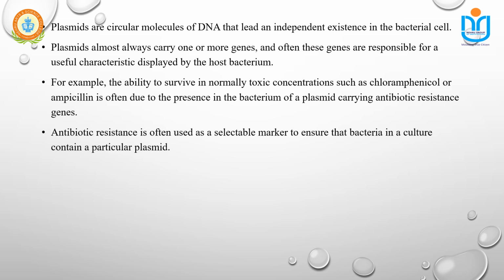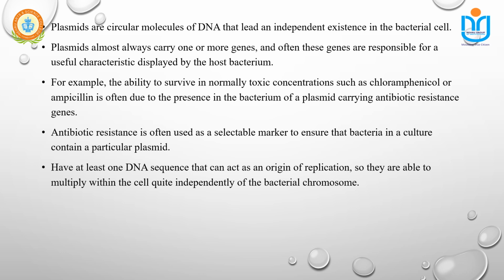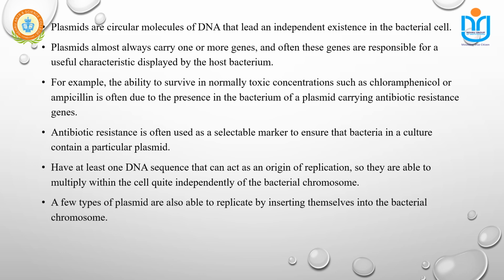Antibiotic resistance is often used as a selectable marker to ensure that bacteria in a culture contain a particular plasmid. They have at least one DNA sequence that can act as an origin of replication, so they are able to multiply within the cell quite independently of the bacterial chromosome. A few types of plasmids are also able to replicate by inserting themselves into the bacterial chromosome.